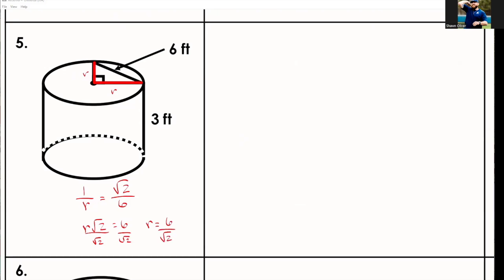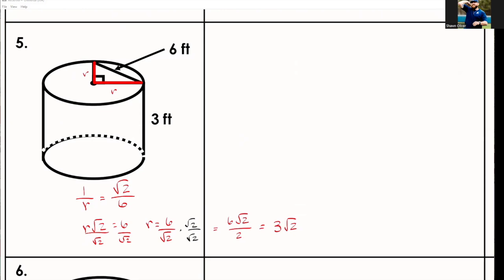How would you be able to use the Pythagorean theorem? r squared plus r squared equals 6 squared. We know the radii are both the same, so r squared plus r squared becomes 2r squared. That's a good question. And then times square root of 2 on the top and bottom. We can't have that in the denominator. So 6 root 2 over 2, which reduces to 3 root 2.